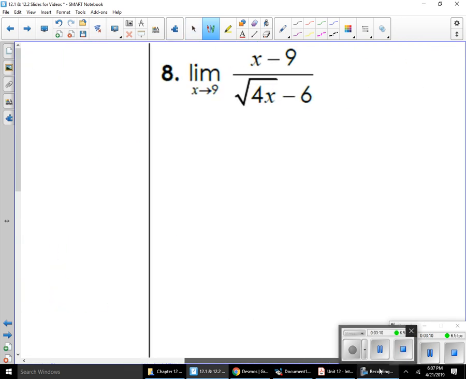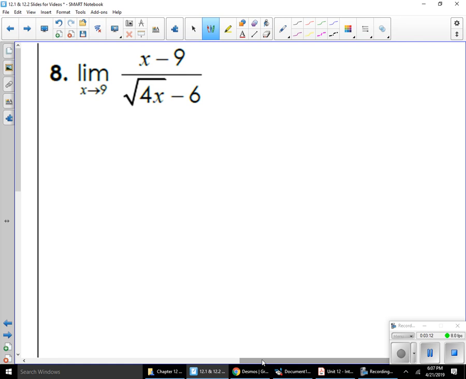Jumping over to number 8, this is a lot more like something we would have seen in Algebra 2. We really don't want that square root of 4x down there like that. Radicals in the denominator, not supposed to happen. So the conjugate in this case is going to be square root of 4x, I missed my square root, is going to be square root of 4x plus 6. So we want to multiply both the top and the bottom by that and see what happens.